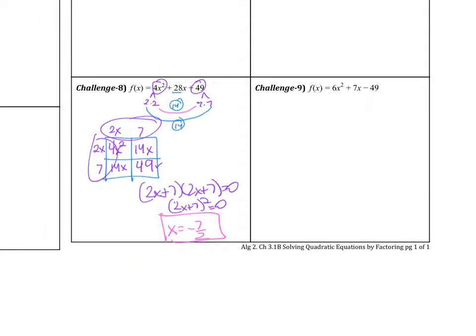So try out number 9, see if you can do the same thing. You might have to rearrange it. It could be 1 times 6, it could be 3 times 2. And then it's going to be opposite signs because it's negative, and then you have to get a positive 7.